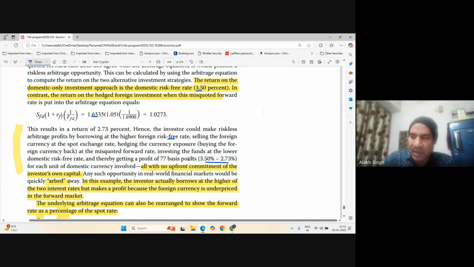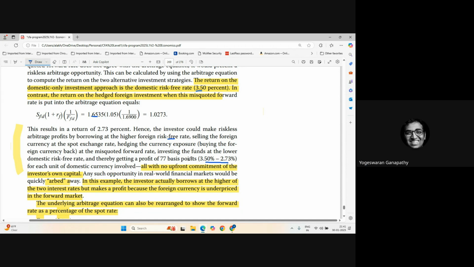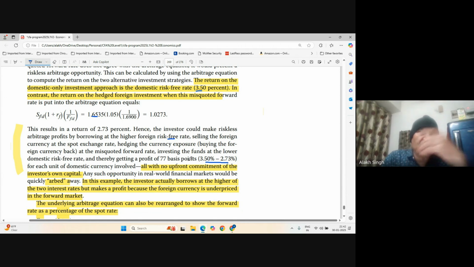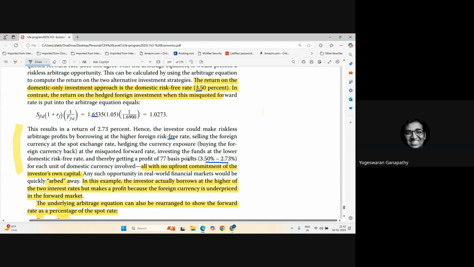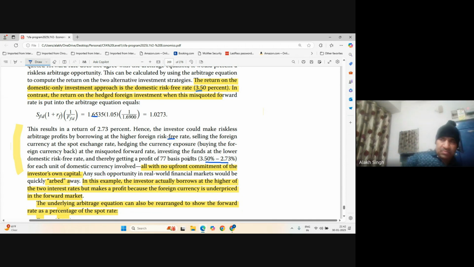You short the forward right now. By shorting the forward right now, you'll get that money right now, so you don't need to borrow. If you short the forward, then you don't need to borrow, because you got the money and invested it in the domestic currency, and then that will grow, and at maturity you will convert that.